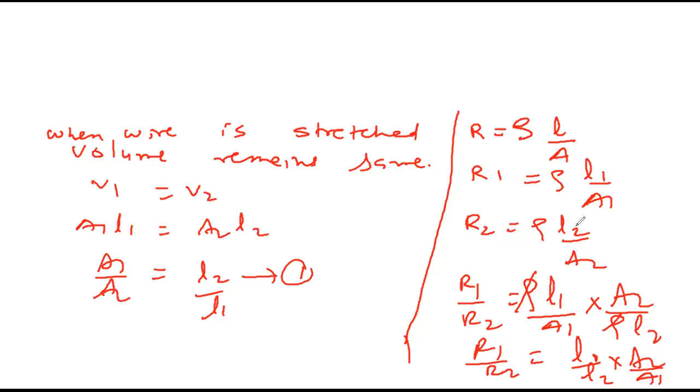You can also write it in shortcut. For the same material, R is proportional to L by A. So R1 upon R2 is L1 upon L2 into A2 by A1. Please copy till this.